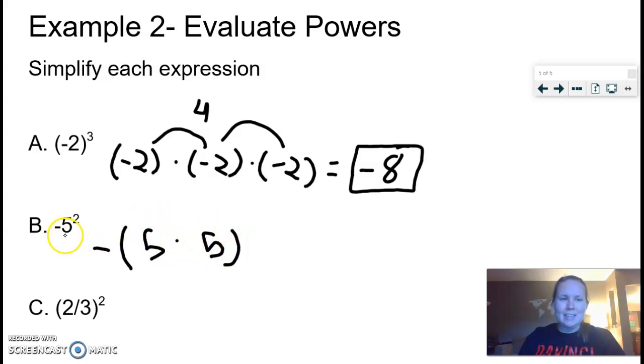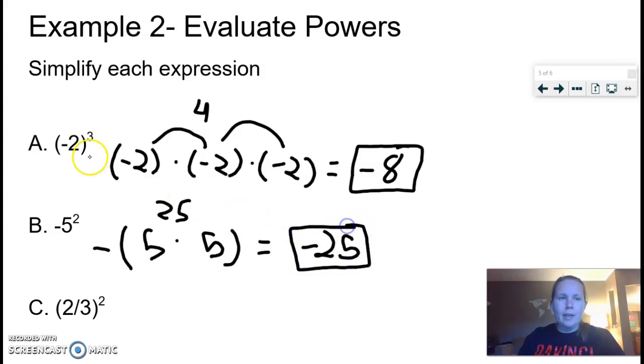Or in this case, no matter what power it's raised to, your answer is always going to be negative. So I think, okay, what's 5 times 5? 5 times 5 is 25. So I have a 25 in the parentheses, and my final answer would be -25.